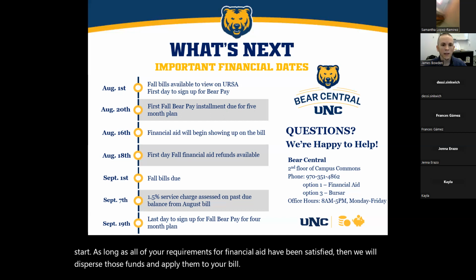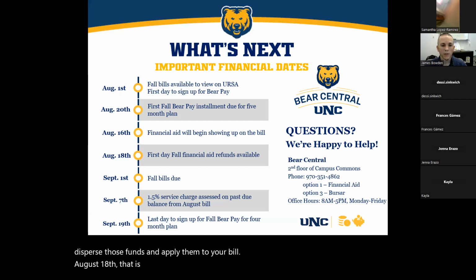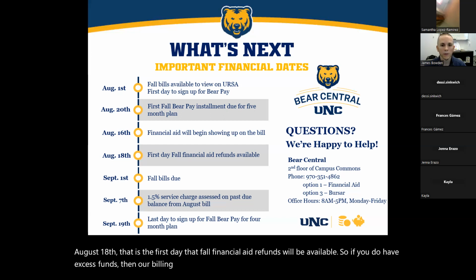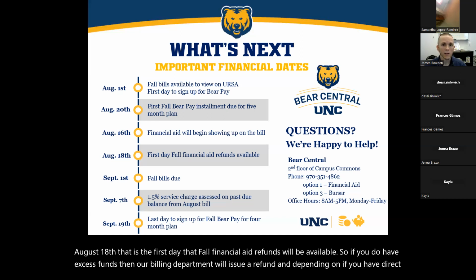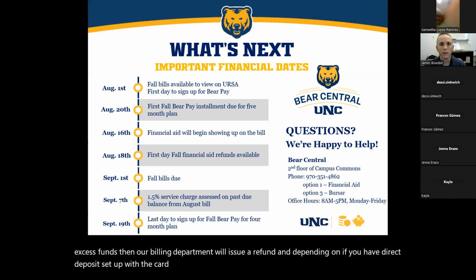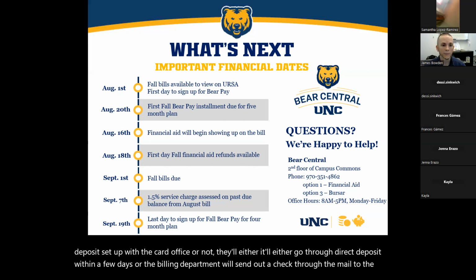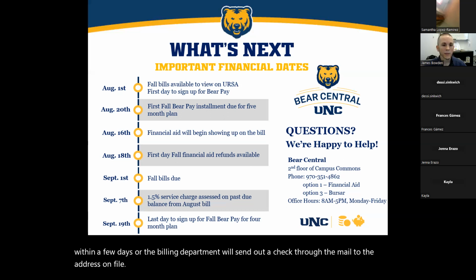August 18th is the first day that fall financial aid refunds will be available. So if you do have excess funds, then our billing department will issue a refund. And depending on if you have direct deposit set up with the card office or not, it'll either go through direct deposit within a few days, or the billing department will send out a check through the mail to the address on file.